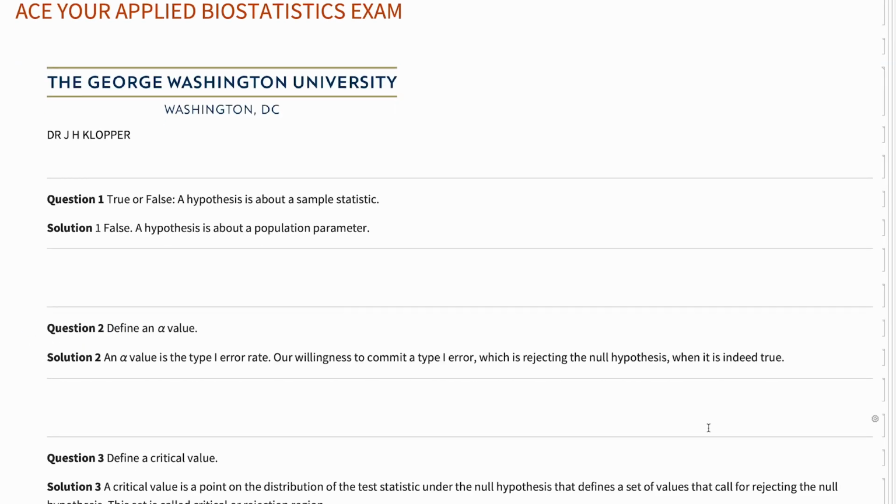And I've written here, an alpha value is the type 1 error rate, our willingness to commit a type 1 error, which is rejecting the null hypothesis when it is indeed true. Do remember that we can only construct a distribution of possible values under the null hypothesis, as if the null hypothesis is true. All the values that we see on that distribution are possible. We are only selecting those very improbable ones on the lower tail and upper tail, and we are saying that if we find one of the values in those zones, the zones of rejection, we reject the null hypothesis.